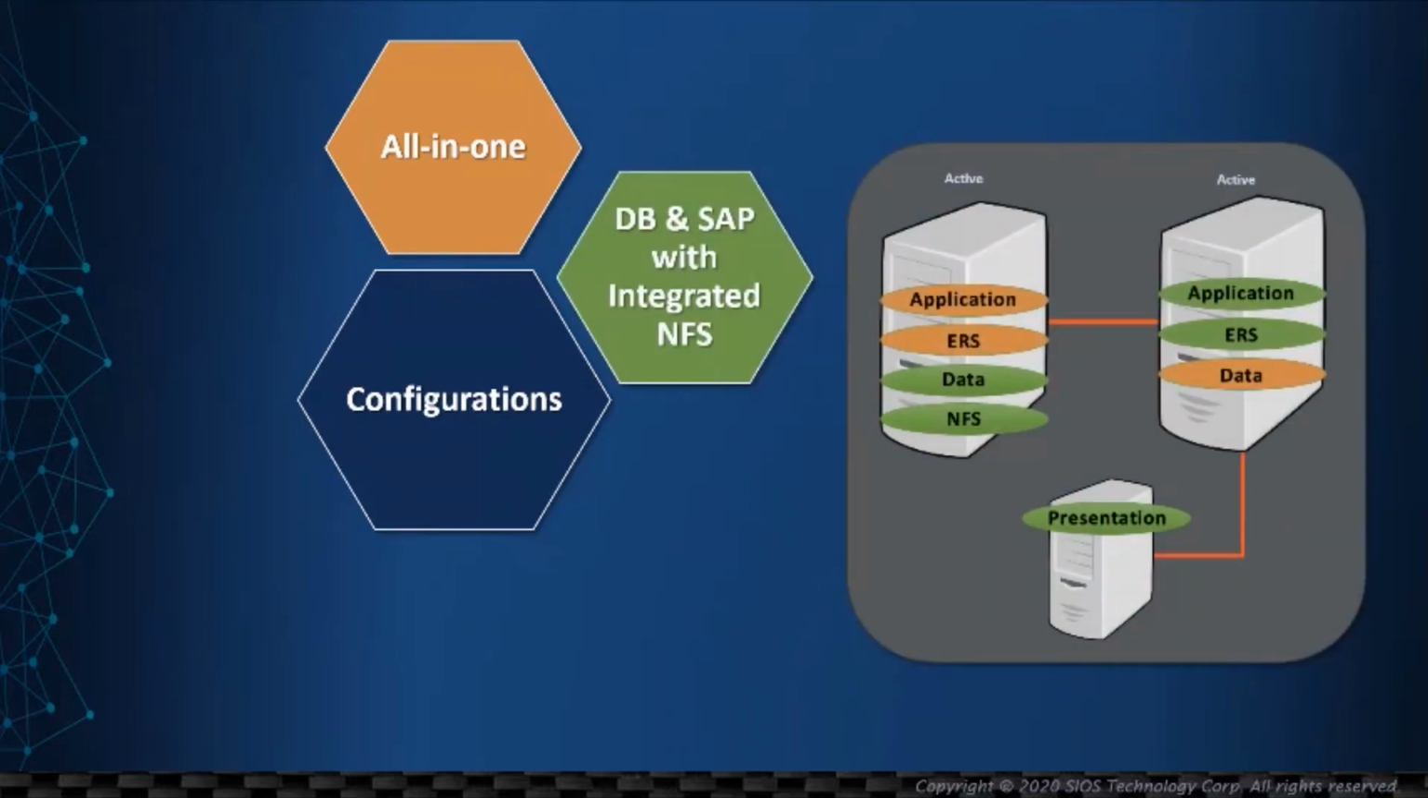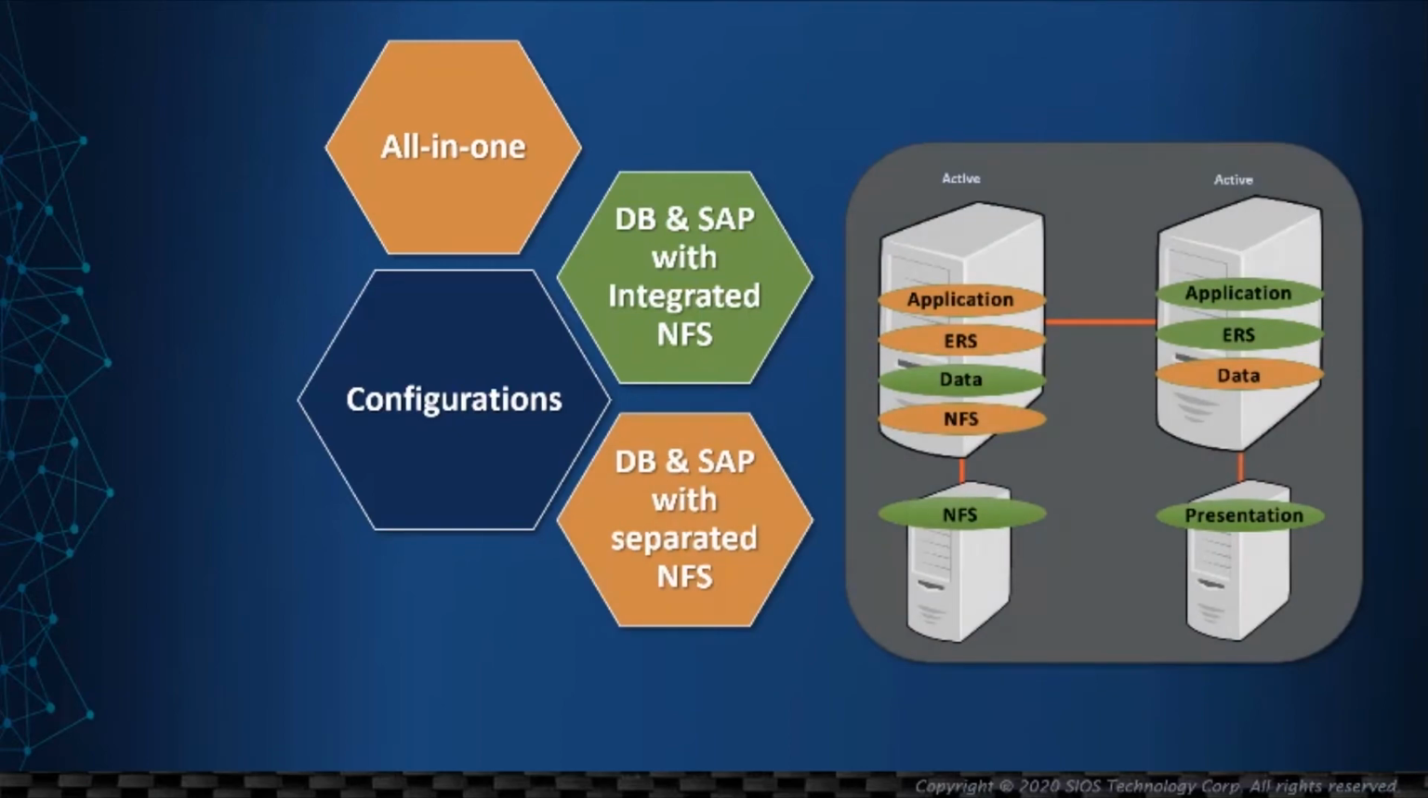We'll then look at a configuration based around protecting the database and the SAP tiers and integrating our network file system or NFS. Again, this is a two-node configuration. However, both nodes are active here, with the database and NFS running on one node and the application on the other node. We'll then take a closer look at a similar configuration where again we're looking at protecting the database and SAP tiers, but this time with NFS separated. This now turns into a three-node configuration where NFS is on one node, data on another, and application yet on another node.